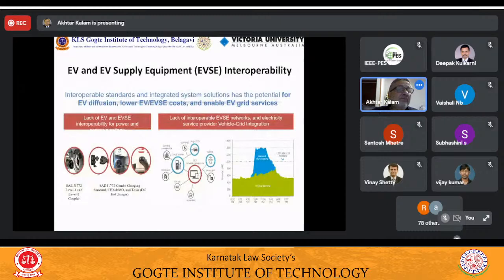Now, the interoperability that I talked to you about. Interoperable standards and integration solutions have the potential for EV diffusion and lower EVSE, or electric vehicle supply equipment, cost and enable the EV grid.